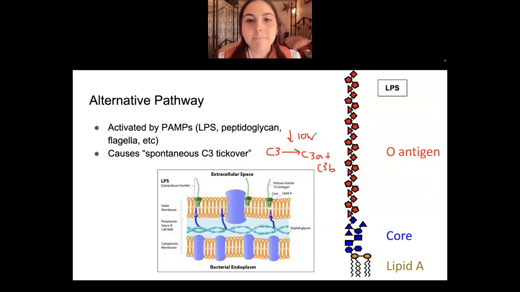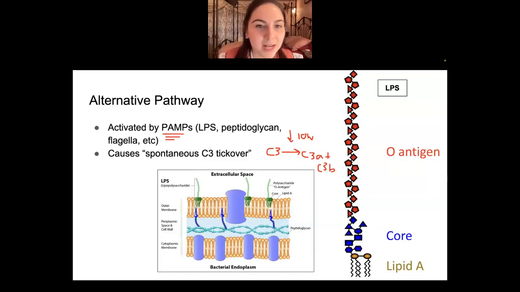It's really low. But if there's now the presence of a PAMP, so C3 is spontaneously ticking over, being cleaved, and now there's a bacteria here with LPS, that's going to initiate the alternative pathway. So it's kind of a two-step initiator. That's why the alternative pathway is activated by PAMPs: because of the C3 tickover, it can bind to those PAMPs, and that activates the pathway. I have a visual to help you see that.